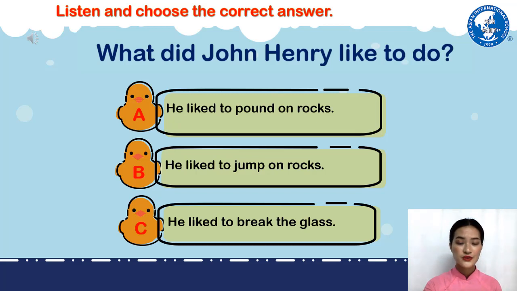Now, let's read the first one. What did John Henry like to do? A. He liked to pound on rocks. B. He liked to jump on rocks. C. He liked to break the glass. Now, let's listen and choose the correct answer.